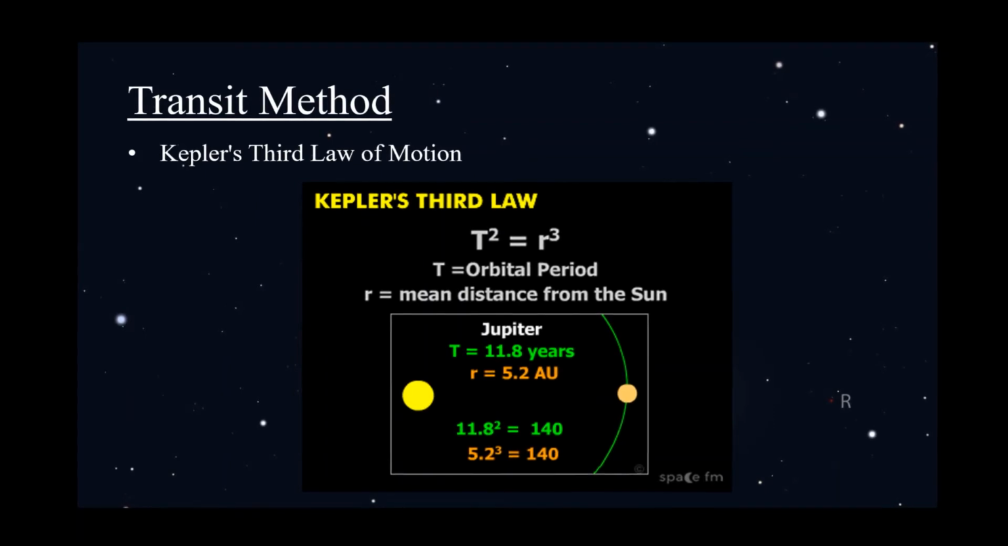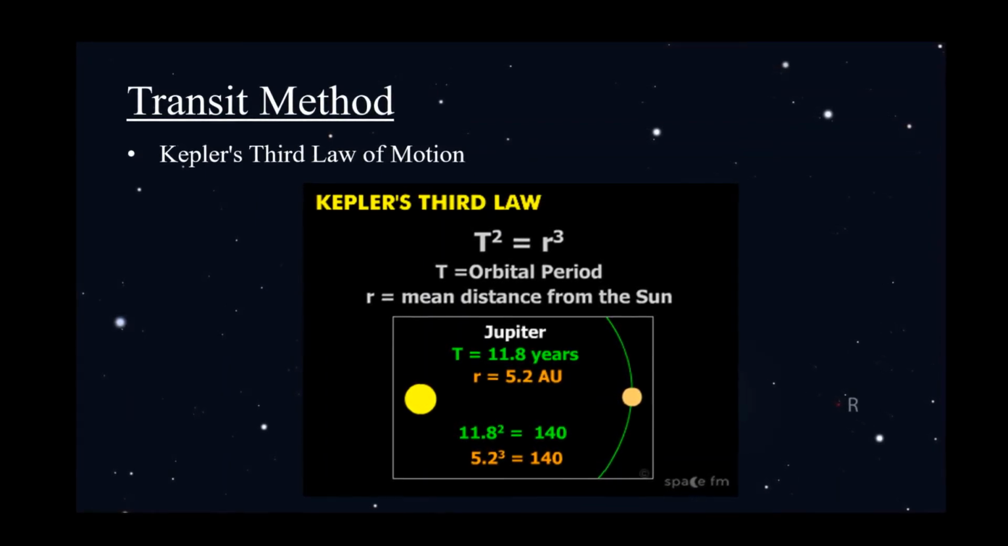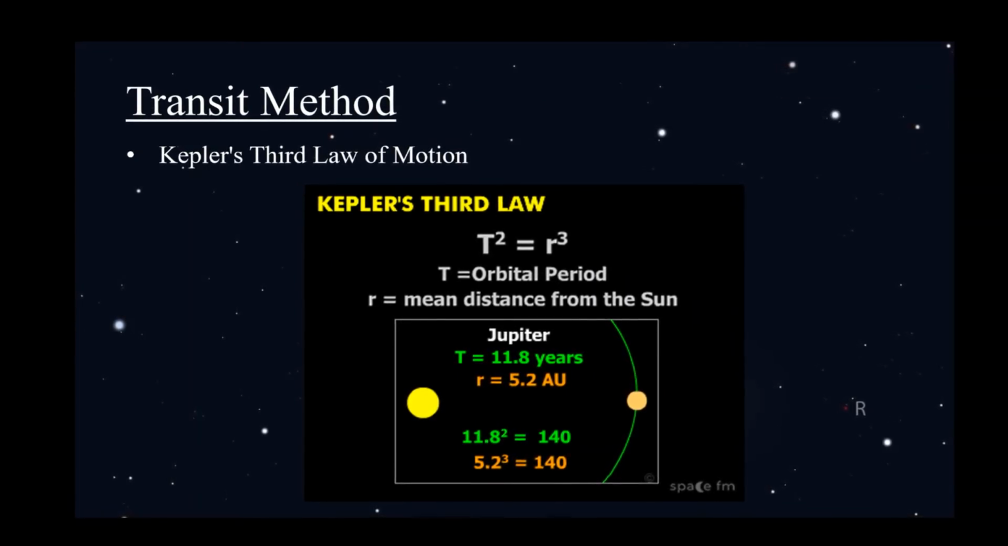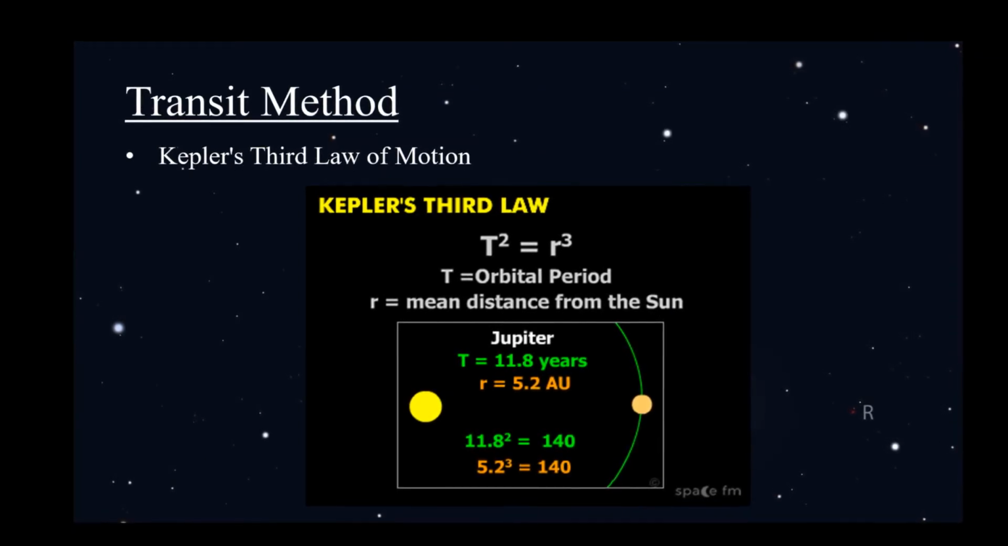T is the orbital period, r is the mean distance from the sun. As you can see from the example here, Jupiter's orbital period is 11.8 years, and its mean distance from the sun is 5.2 AU. We can see that both variables equal to each other.